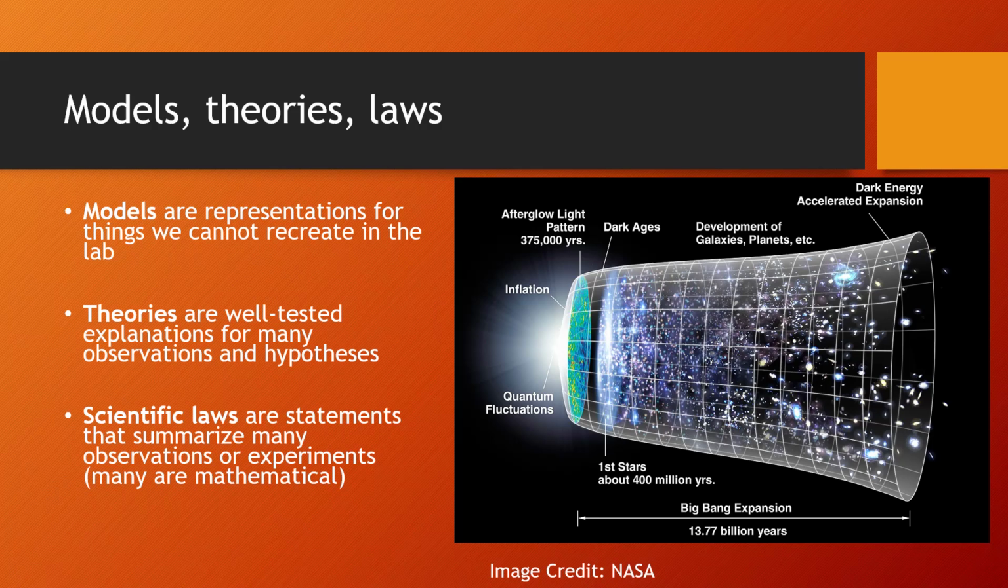A scientific law is a statement that summarizes many observations or experiments. Many scientific laws are strictly mathematical. So these are going to be things like gas law. How do gases behave at a standard temperature and pressure? Turns out they're very, very predictable, and those are going to be your gas laws.